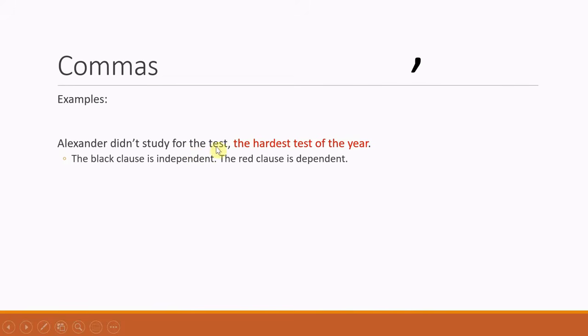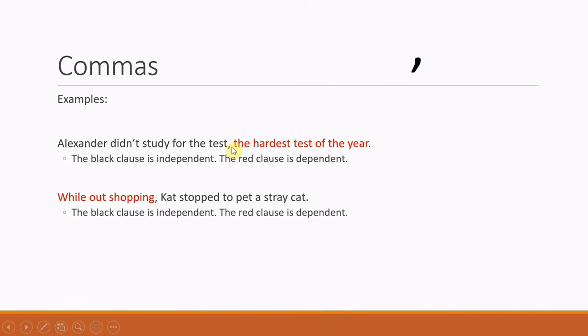Alexander didn't study for the test, the hardest test of the year. We had this before, but this time we're doing it correctly and using a comma instead of a semicolon here because this part's independent. Alexander didn't study for the test. We have a subject, a verb, and a complete idea. But over here, the hardest test of the year, subject, but no verb, and it's not a complete idea. So we have an independent and a dependent, we use a comma.